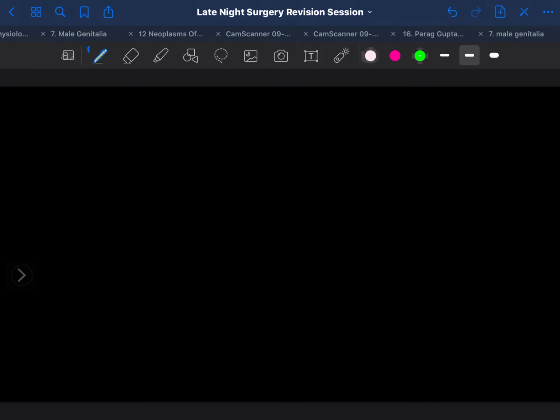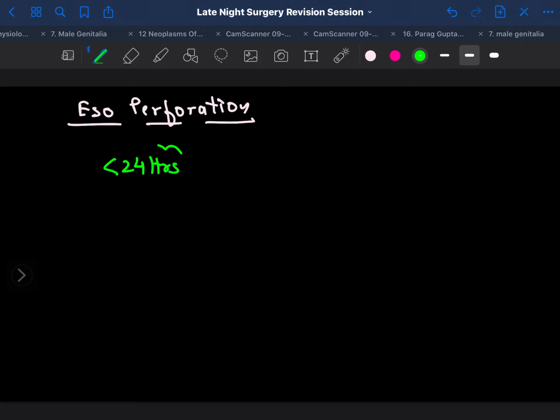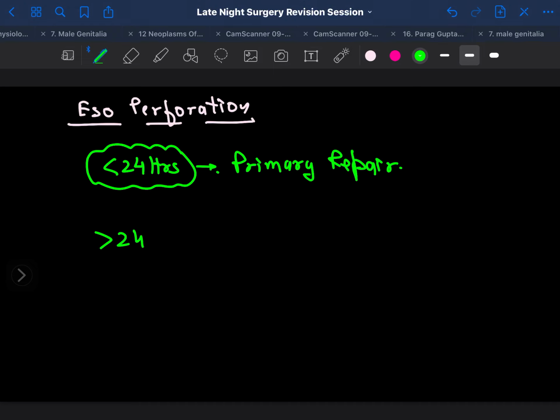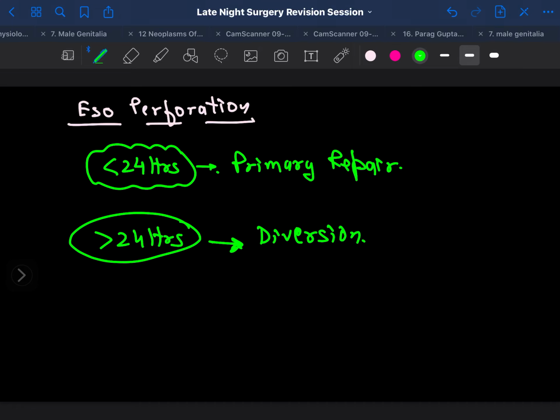Now, lastly, how will you manage? Let's say a patient comes with an esophageal perforation. If the patient is presenting to you in less than 24 hours, you go in for a primary repair. If the patient is not coming to you within 24 hours, after 24 hours you cannot go in for a primary repair. Now you have to go in for a kind of diversion surgery.